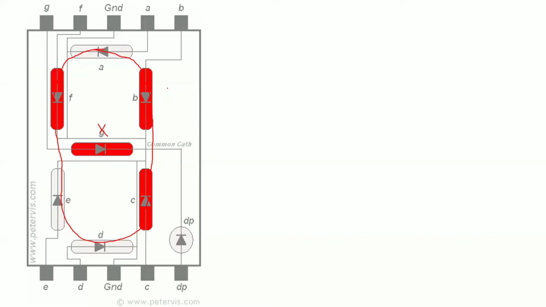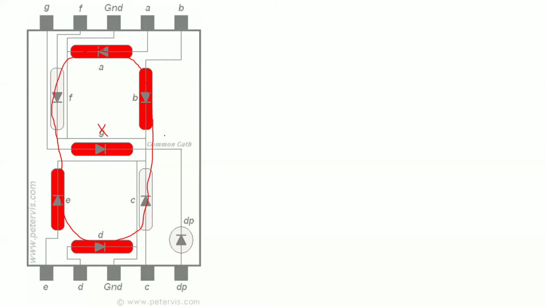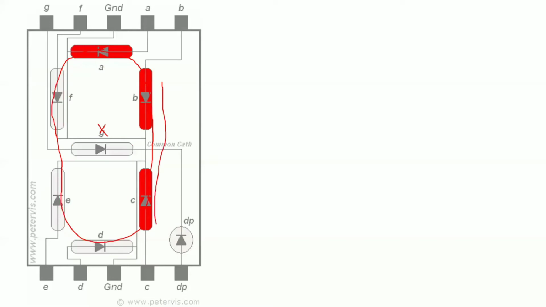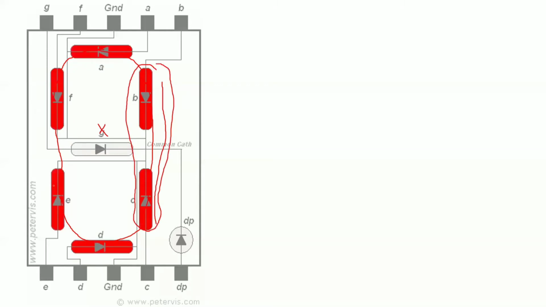Similarly, if I want to get 1, which LEDs do I need to turn on, and which LEDs are to be turned off? If you take 1, this is the 1. So the B and C LEDs will be turned on, and the remaining LEDs get turned off. You understood, right? This is how we are going to display the numbers or characters, etc.